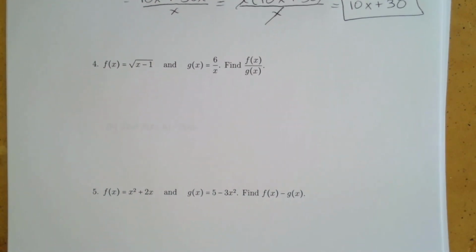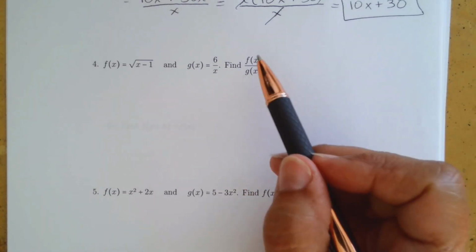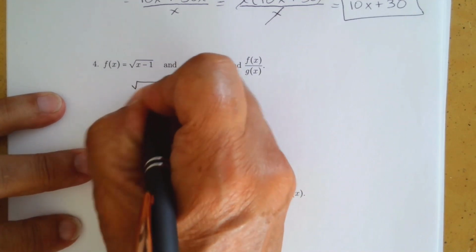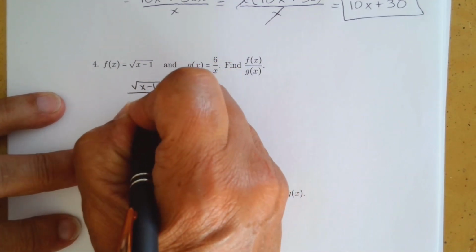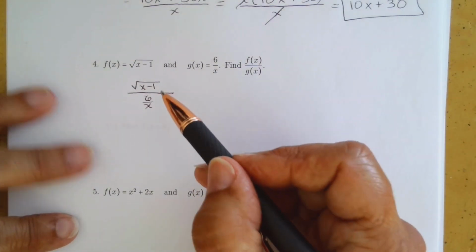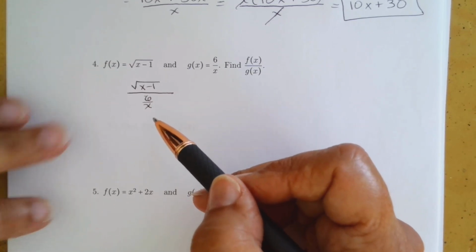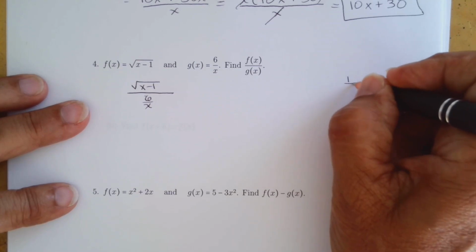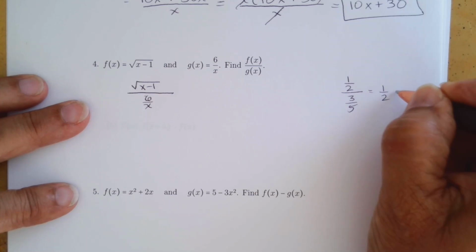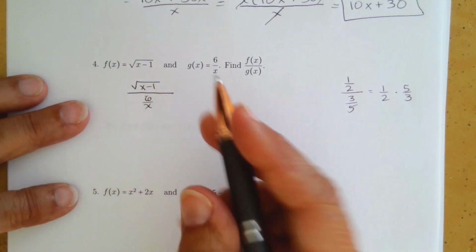All right, number 4. F of x is a square root function, the square root of x minus 1. G of x is another rational function. And this time you're asked to divide function f by function g. All right, well, remember when you divide by a fraction, you multiply by the reciprocal, right? Like if you were dividing 1/2 by 3/5, that would be 1/2 times 5/3. You flip and multiply the bottom. So that's what we're going to do here.